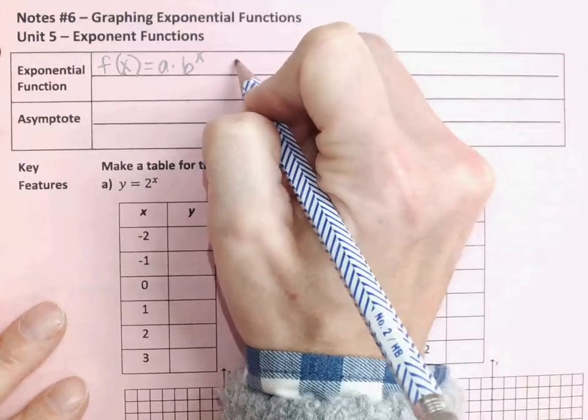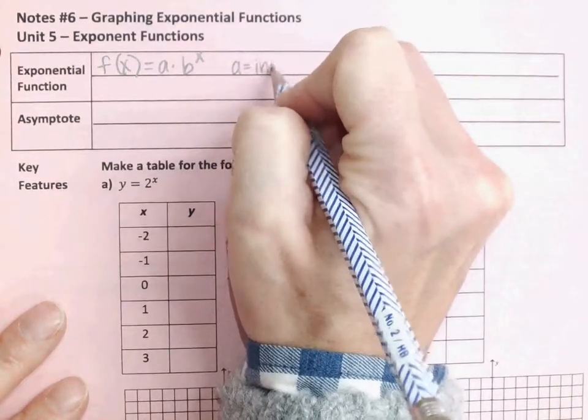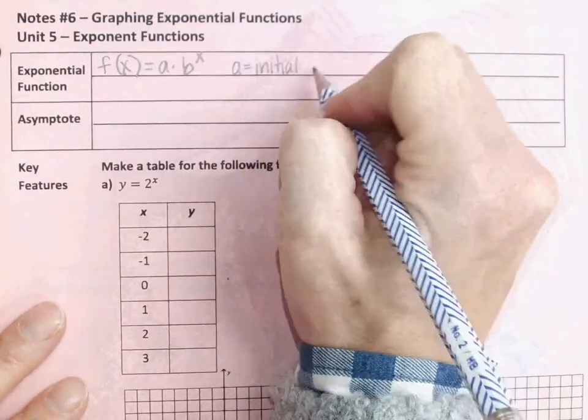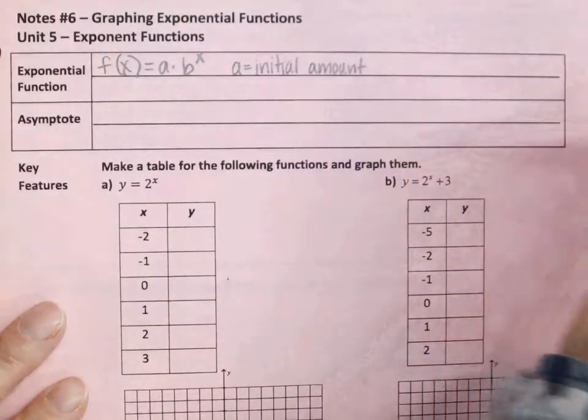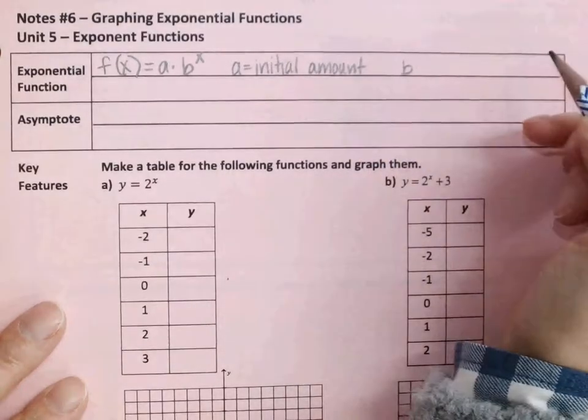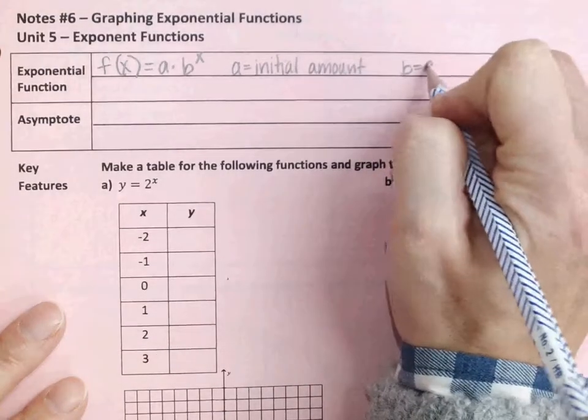We're going to know that a is your initial amount or initial value, so those words are interchangeable. And then we'll go ahead and write in how b is your constant ratio.